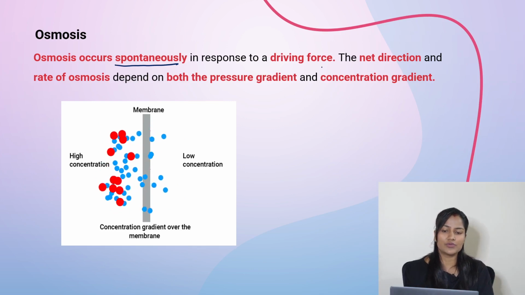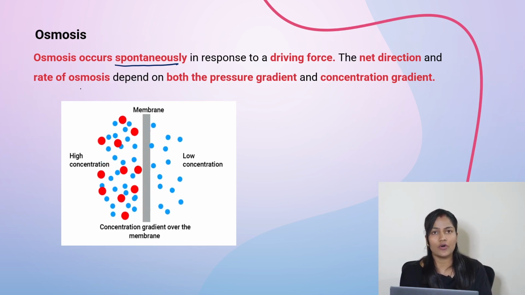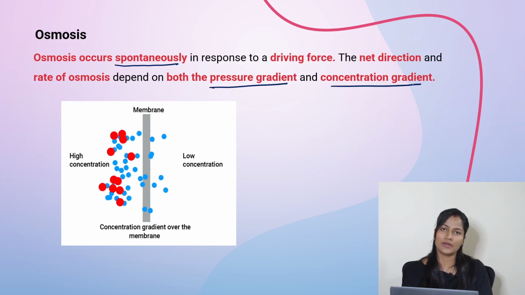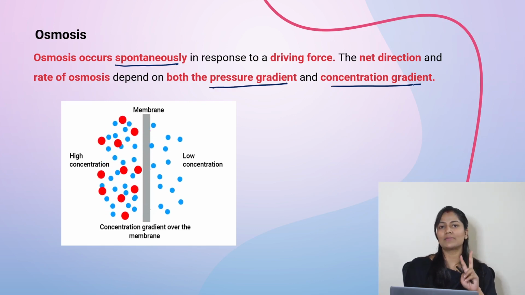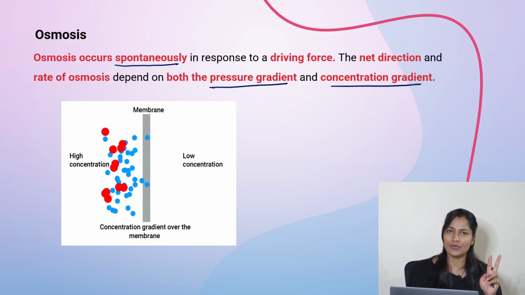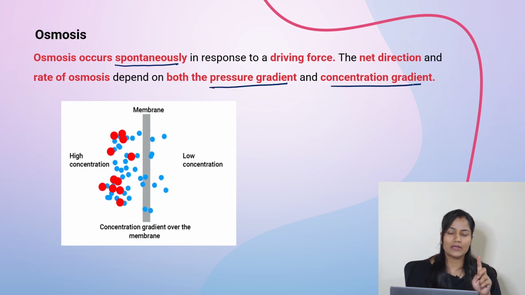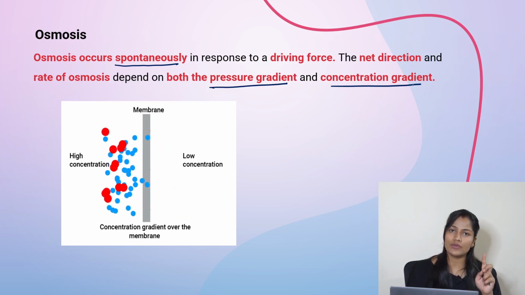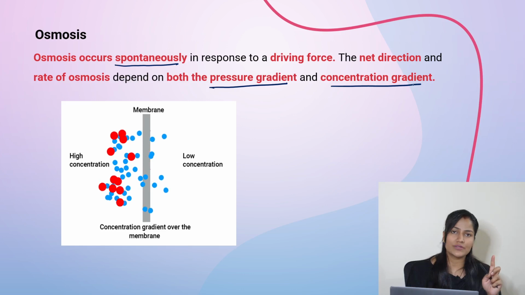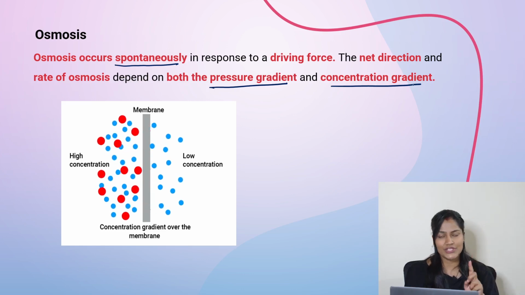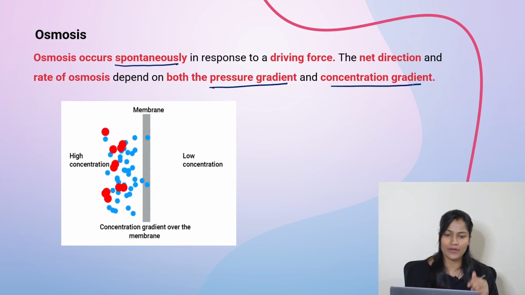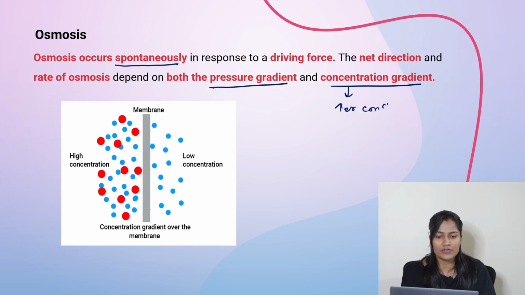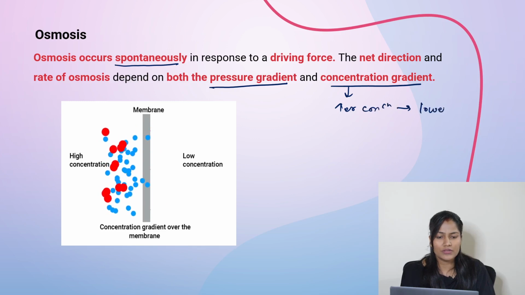In response to a driving force, the net direction or the rate of osmosis depends upon both pressure gradient and concentration gradient. अब दो चीजें हैं कि हमारे पास वाटर का मूवमेंट किस डायरेक्शन में होगा ये दो चीजों के ऊपर डिपेंड करता है, प्रेशर ग्रेडियंट और कॉन्सेंट्रेशन ग्रेडियंट के ऊपर। So there are two factors on which the direction of osmosis is going to vary. First one is pressure gradient, second one is concentration gradient. Concentration gradient is simple. The molecules will move from higher concentration to lower concentration.